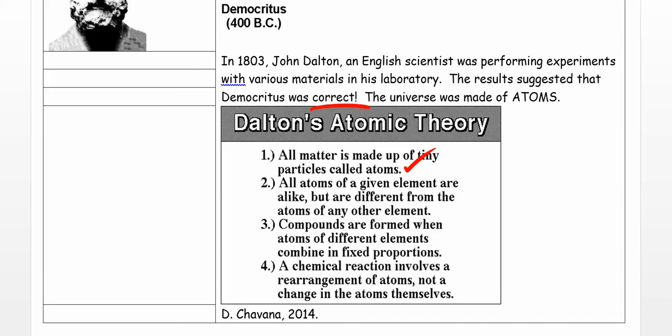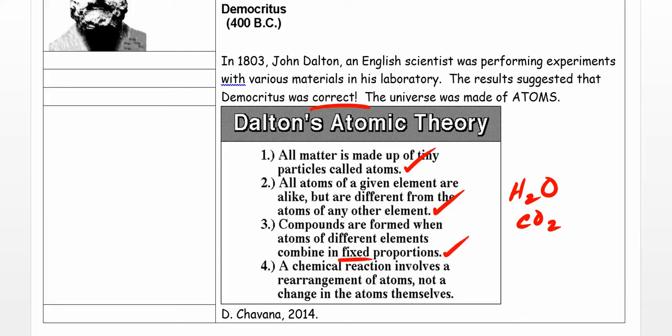So Dalton believed that all of the atoms of, for example, silver were alike, but the atoms of gold and silver were quite different, okay? So that was his second postulate. Third postulate, compounds are formed when atoms of different elements combine in fixed proportions, right? So for example, he determined that water is always H2O. It's never HO or H3O. Carbon dioxide was always CO2. These proportions, Dalton said, were fixed, right?